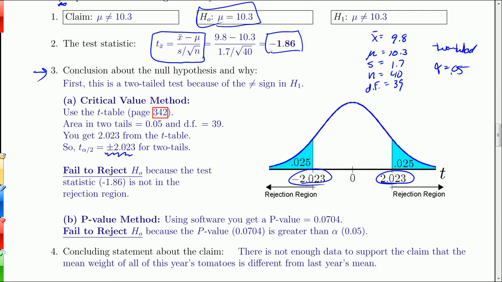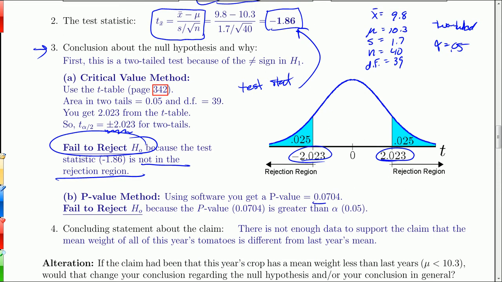And if you look at your test statistic, it's right here. That's the negative 1.86. That is not in the rejection region, so you fail to reject the null hypothesis. If you use software, you get a p-value of 0.074, and that is greater than the significance level. So again, you'd fail to reject.